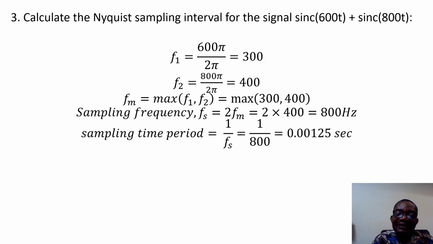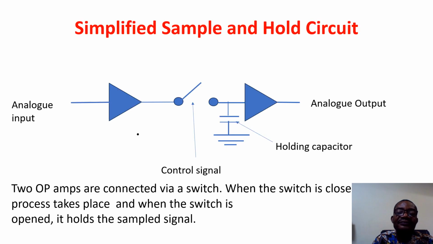So the sampling frequency, Fs, is 2 times the maximum frequency, which is equal to 2 times 400 Hz, which gives us 800 Hz. Now we know that the sampling time interval, or the sampling time period, is equal to the inverse of the sampling frequency. And we've already gotten the sampling frequency to be 800 Hz. Therefore, the sampling time period is equal to 1 divided by 800, which gives us 0.00125 seconds.